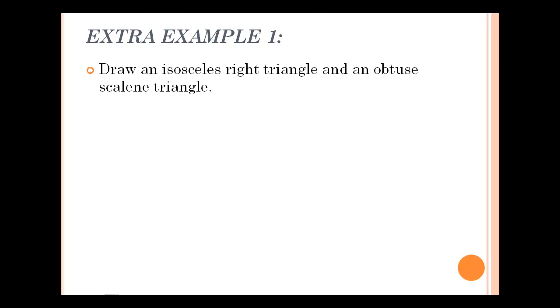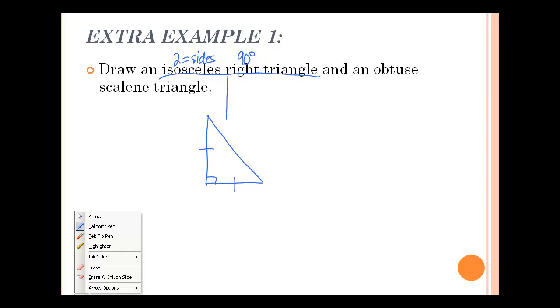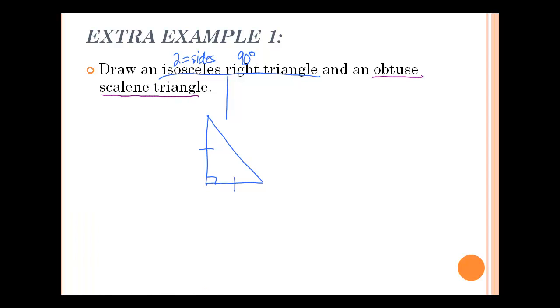Our next one: draw an isosceles right triangle and an obtuse scalene triangle. Our isosceles right triangle has a 90-degree angle and it has two equal sides. An example of this might be like this. I'm going to draw my right angle there. I'm going to mark that these two sides are the same, and then I'm going to connect it. That would be an example of an isosceles right triangle. An obtuse scalene triangle: obtuse has one angle that is greater than 90 degrees, and scalene tells us all different side lengths.